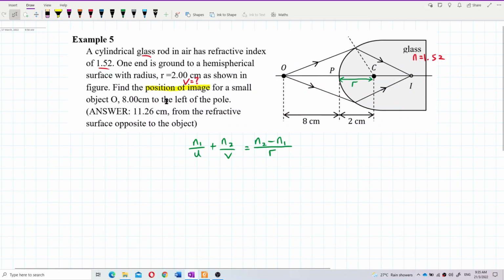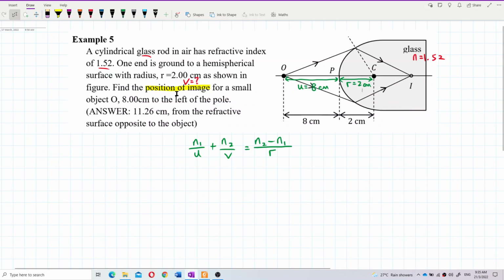Then find the position of image for the object, which is 8 cm to the left of the pole. The pole is P. So 8 cm is the object distance, the distance from the pole to the object. We can write that down also. That is the object distance, U, which is 8 cm. And the R here is 2 cm, so write down 2 cm over here.